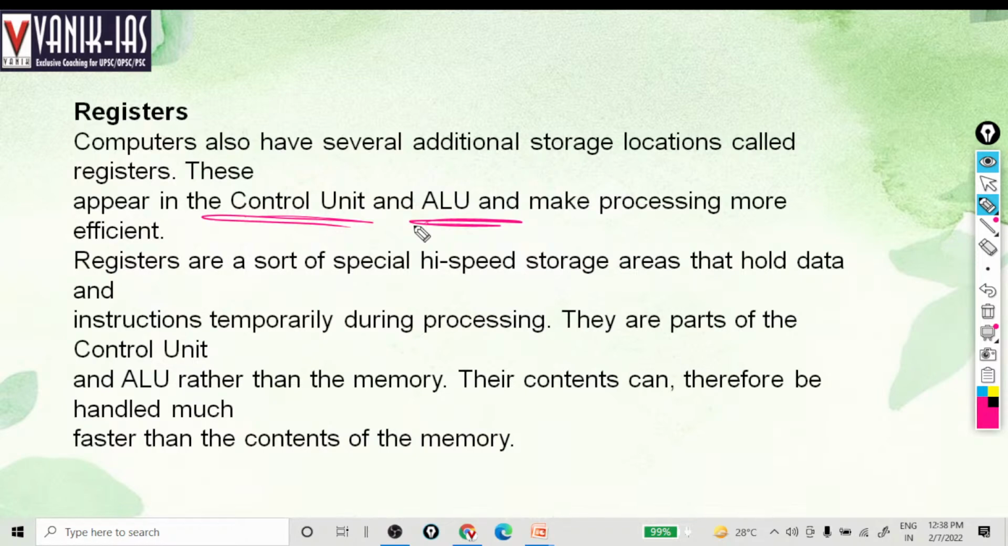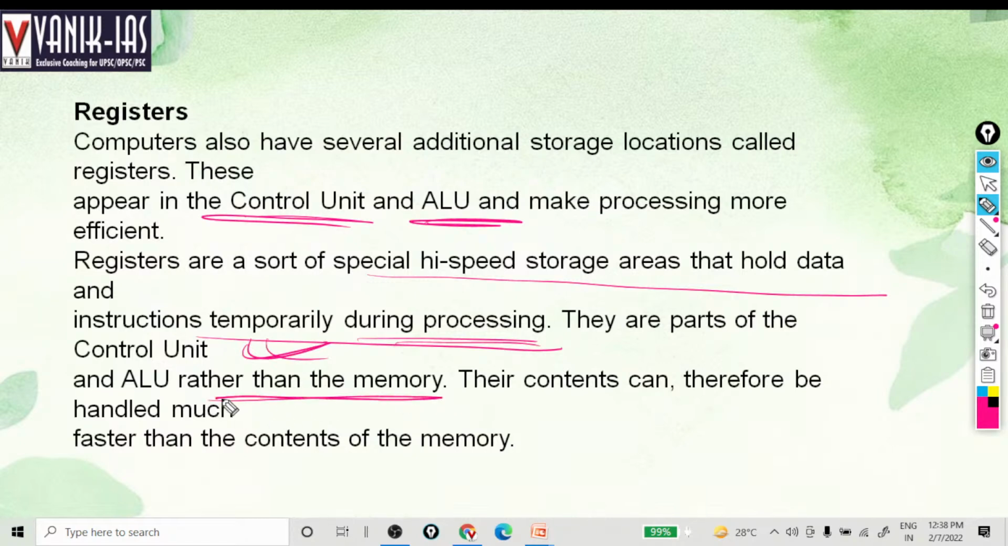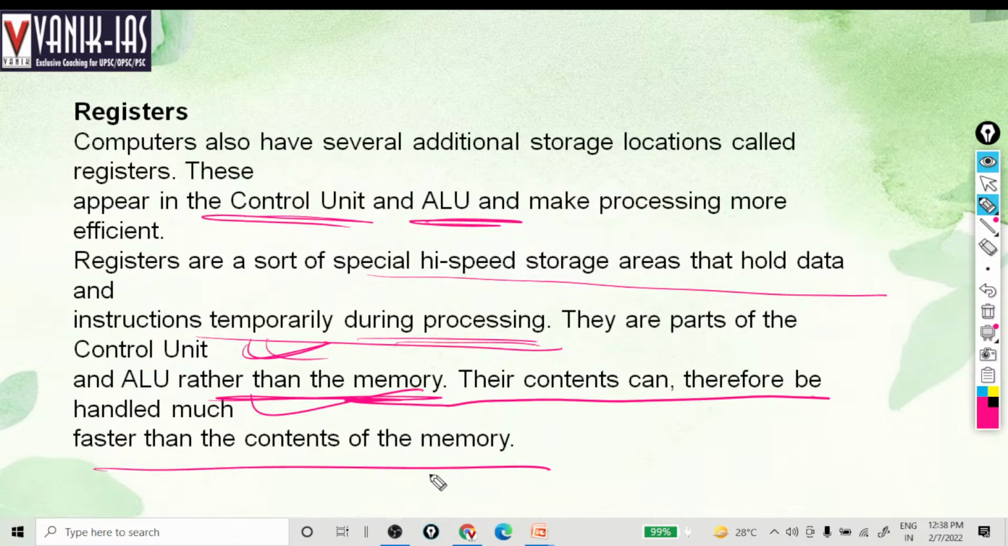You don't have to re-enter the same password again, right? Registers are special high-speed storage areas that hold data and instructions temporarily during processing. They are part of the control unit and ALU rather than the memory. Their contents can therefore be handled much faster than the content in the memory. So here you learned two things: registers hold data for temporary processing, and their contents can be handled much faster than the content in the memory. Faster access will be there.